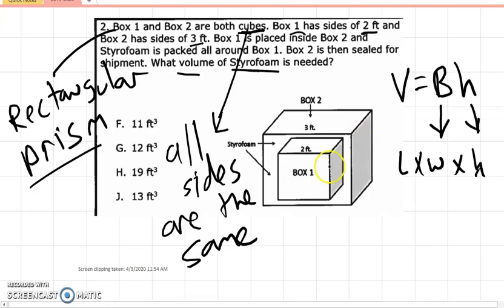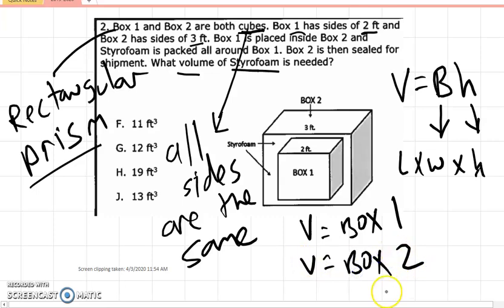So how do you find the missing space? Well, once you know both volumes, the volume of box 1 and the volume of box 2, what are you going to do with those two answers? You want the remaining space, the empty space between them. You're not going to add them. You're going to subtract them.